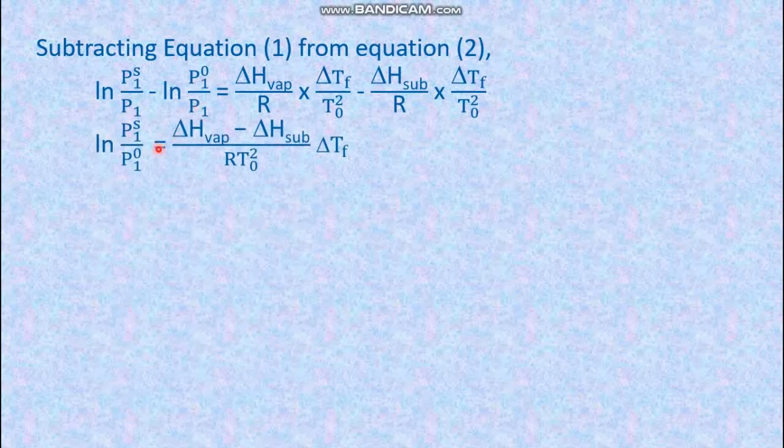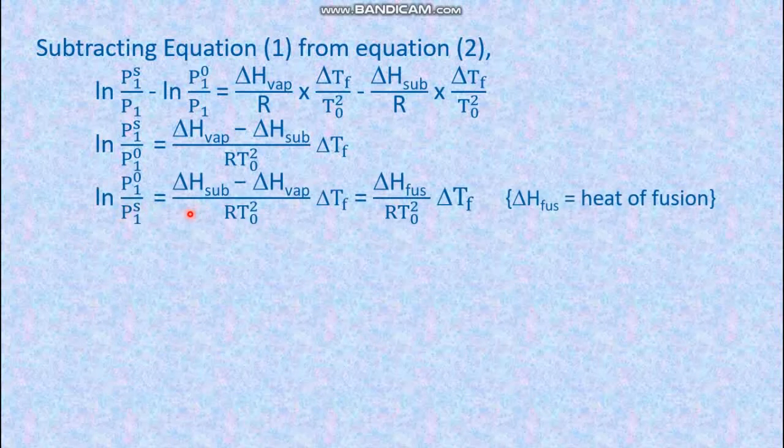The result of subtraction is ln P1S by P10 equals delta H vaporization minus delta H sublimation by RT0 square into delta TF. Now just multiply both sides by -1. If we multiply both sides by -1, then in the numerator we can interchange their positions, like delta H sublimation minus delta H vaporization. And here if we multiply with -1, then these two terms would reciprocate. That means P1S by P10 would become P10 by P1S.